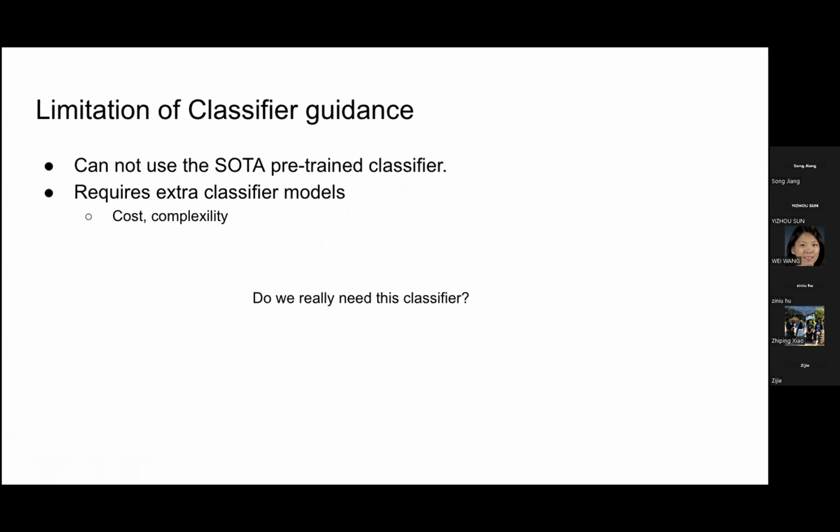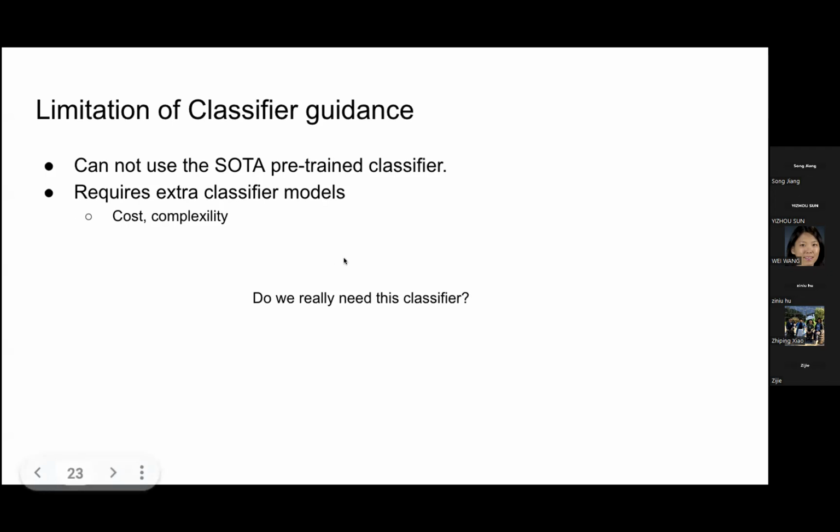But we also see some limitations of the classifier guidance. One limitation is that they cannot use the SOTA pre-trained classifier, and this may also relate to our previous discussion. But the second one is most important: they require an extra classifier model, which means that we need to train two models, right? So the complexity or the cost could be high.